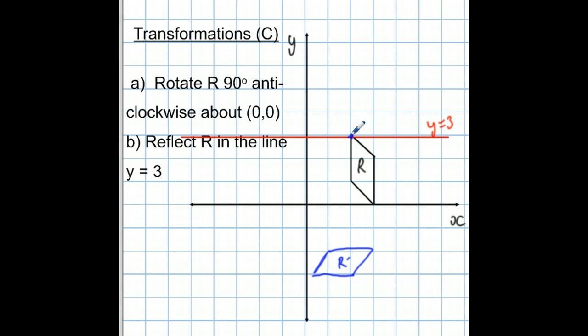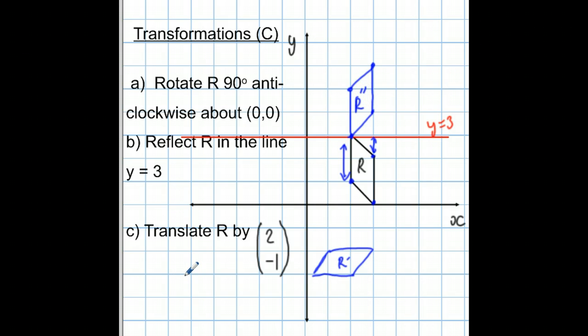So this point here that's on the line of reflection won't change. This point here was 1 square or 1 length below, so it's going to be 1 length above. This point here was 3 squares below the line of reflection, so it's going to be 3 above. And this point here was 2 squares below the line of reflection, so it's going to be 2 squares above. Join that up, and I've done a better job than my rotation, and we'll call that R dash dash.